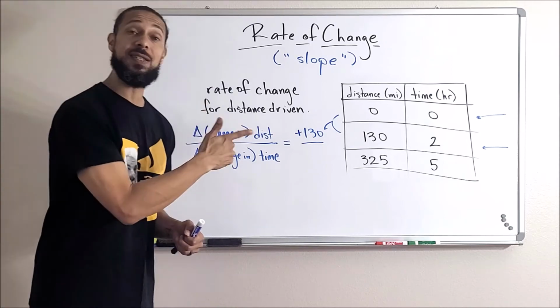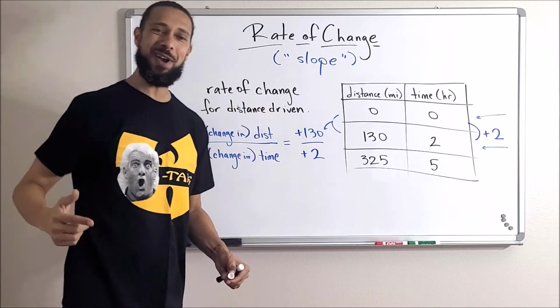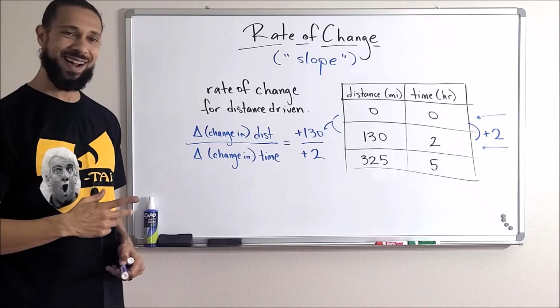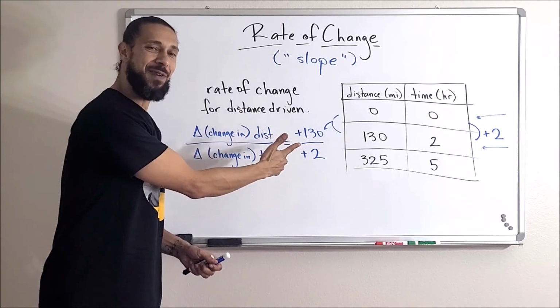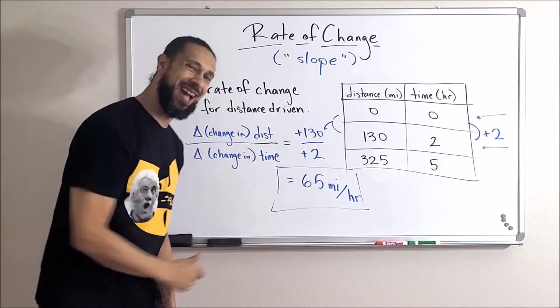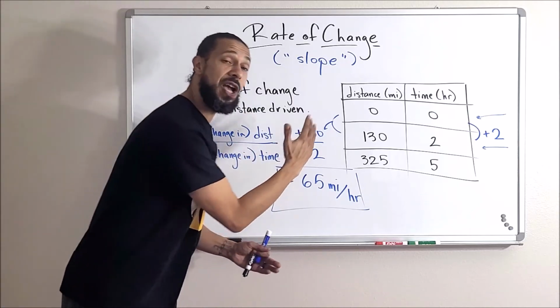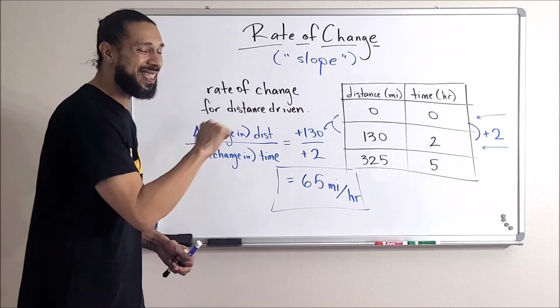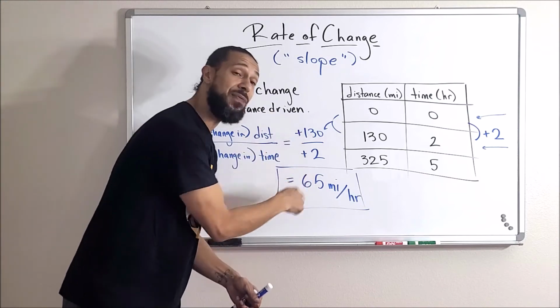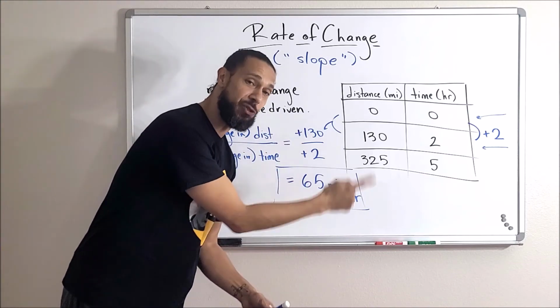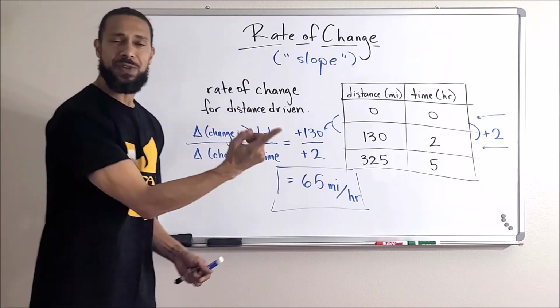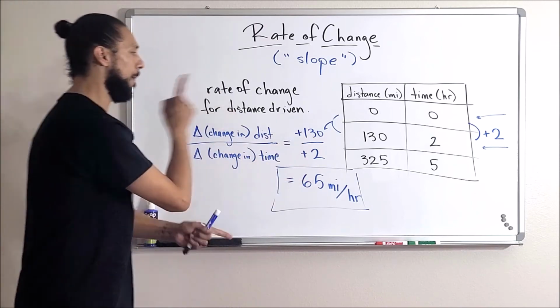So how much did the time change? The time went up by 2 hours. So when I do 130 divided by 2, I get 65 miles every hour. The distance that I drove changed by 65 miles every hour I drove. Let's see if it's the same between those other 2 points.